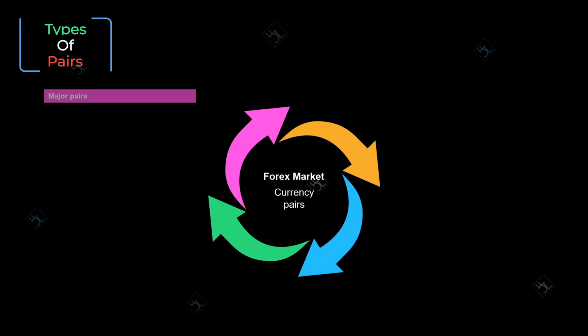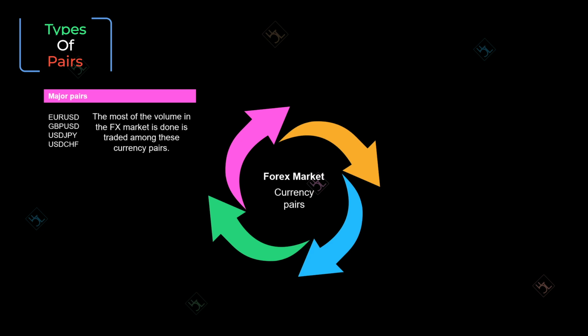Now let's look at what types of Forex pairs there are. First, we've got the major pairs. These are the pairs with the most volume in the foreign exchange market, as a huge percentage of the transactions are done within them. These are Euro-USD, GBP-USD, USD-JPY, and USD-CHF.